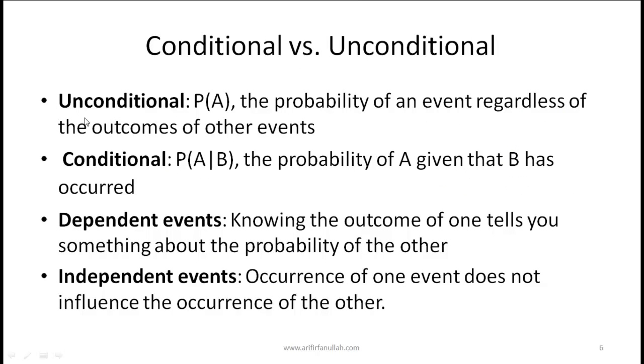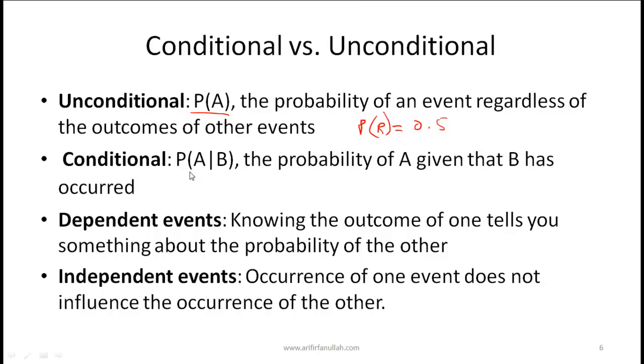What's an unconditional probability? The unconditional probability of event A, written as this, is the probability of an event regardless of the outcomes of other events. So if we say the probability of a recession is 0.5, this means that the probability of a recession is 0.5, and this probability does not depend on any other events.